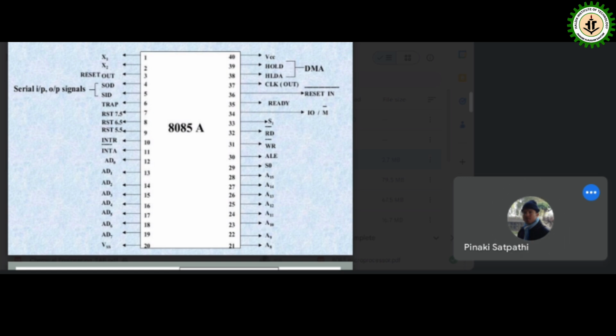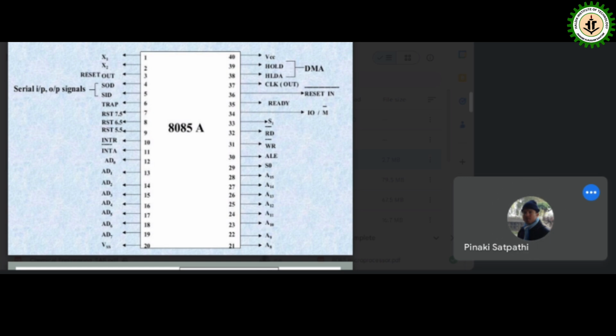Next one is the IO/M bar signal, that is the input output and memory signal. It is an output signal from the microprocessor. When it goes low, a memory operation takes place, and when it goes high, an input output operation takes place.